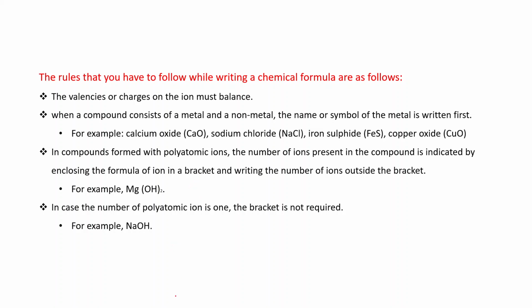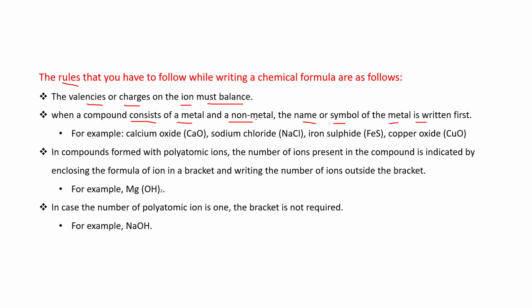Now come to the chemical species. How can we write the chemical formula? For this, there are certain rules we have to follow. What are these rules? Valencies or charges on the ions must balance. When a compound consists of a metal and a non-metal, the name or symbol of the metal is written first.